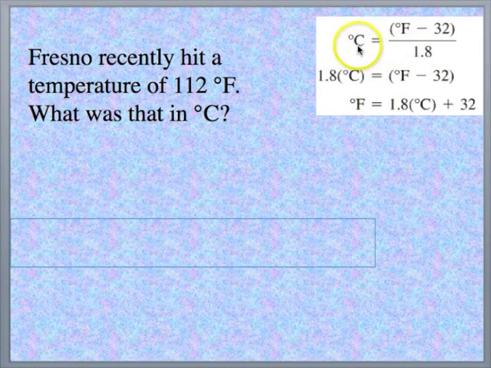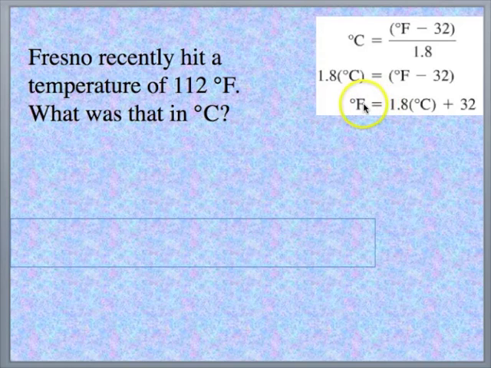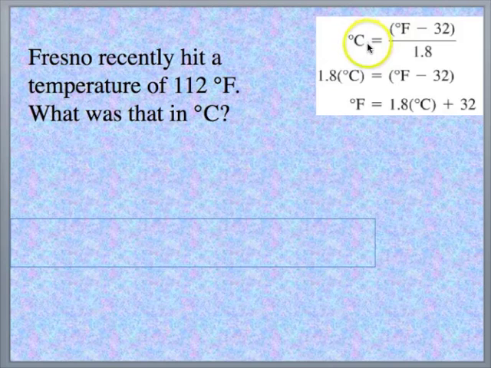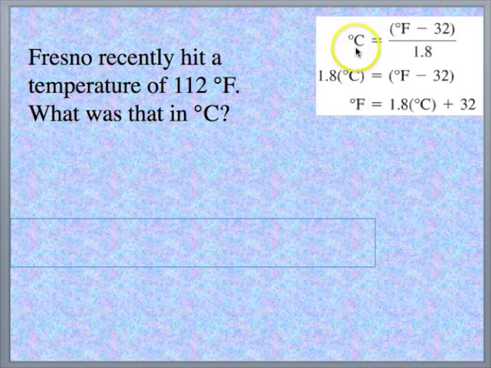So if I give you this one, degrees C equals degrees F minus 32 divided by 1.8, you ought to be able to solve for degrees Fahrenheit. I shouldn't need to give you both of them. Or if I give you this one, you should be able to determine degrees Celsius. That's just simple algebra, and we expect you to know that, of course.